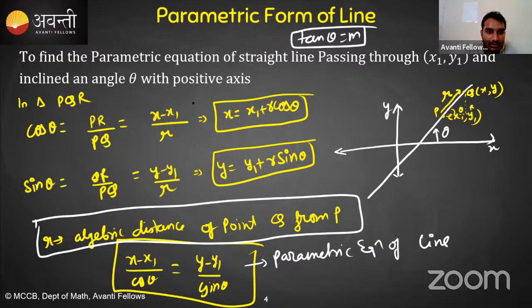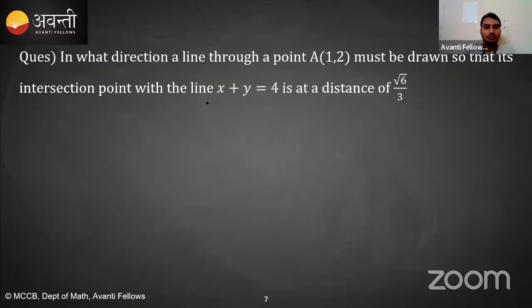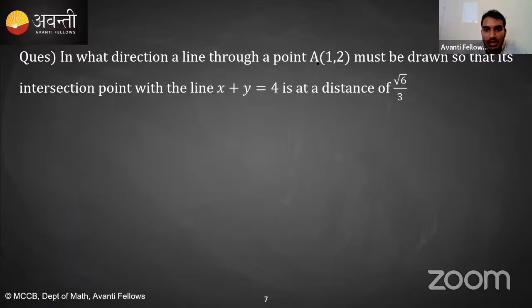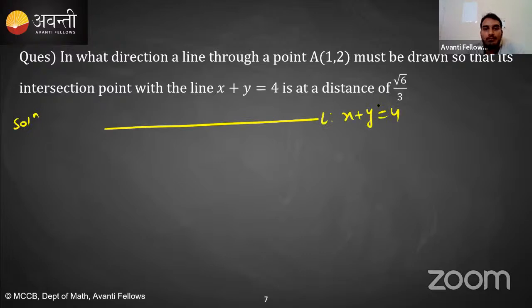Simple. Okay, if it is clear, then let's solve one question on this. The question says: in what direction must a line through the point A (1, 2) be drawn so that its intersection with the line x plus y equals 4 is at a distance root 6 by 3? Let's say this is the line L, which is x plus y is equal to 4. Let's say this is point A (1, 2).